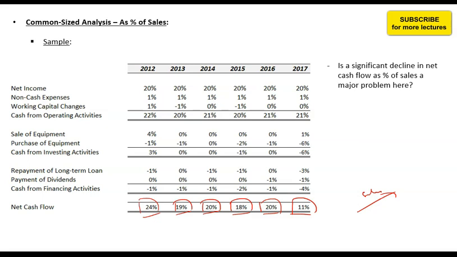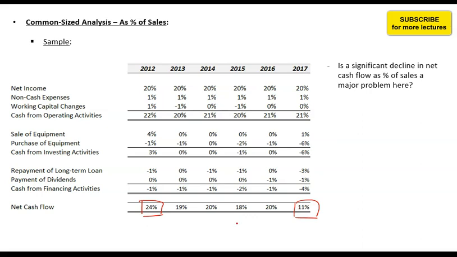So broadly speaking, your net cash flow as a percentage of sales should be consistent or stable. If it is not stable, you will need to find out reasons for variances. If I look into this cash flow statement, it looks like net cash flow as a percentage of sales has declined from 24% to 11%. So we need to analyze whether there is a real problem with the company or what the reasons are leading to this change. On the face of it, it looks like there is a big problem.